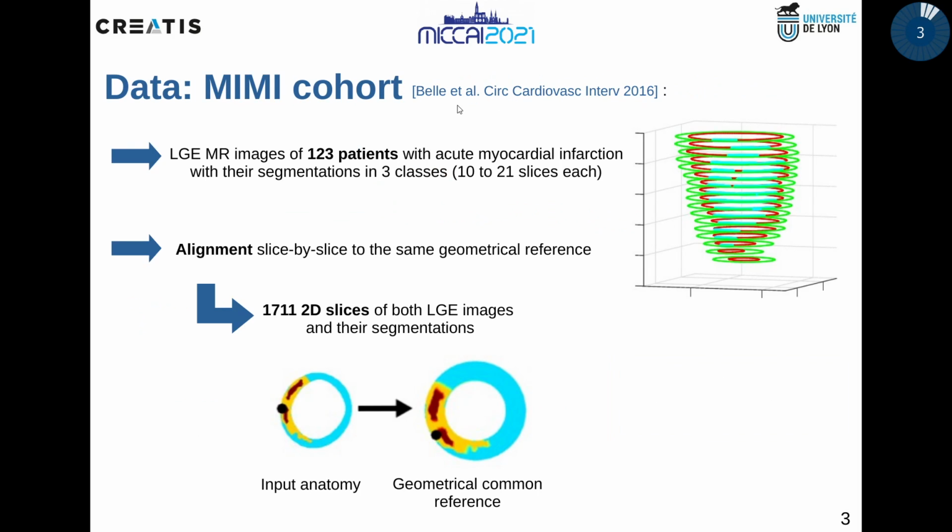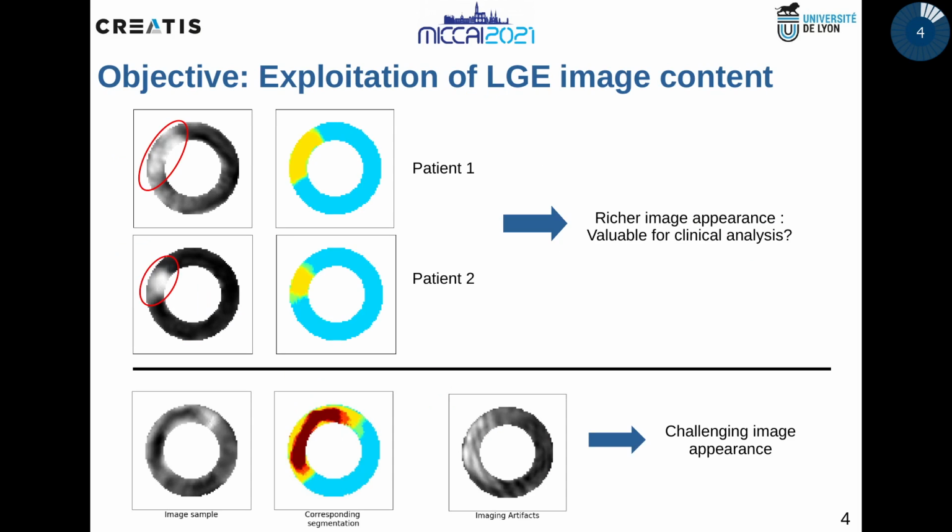To do so, we used the MIMI cohort, which is a set of late gadolinium enhancement magnetic resonance images of 123 patients with acute myocardial infarction, along with their segmentation in three classes, which are the healthy myocardium in blue, the infarction in yellow, and the microvascular obstruction MVO in dark red. First of all, we aligned all our data slice by slice in order to obtain a bit more than 1,700 2D slices of both the LGE images and their segmentations.